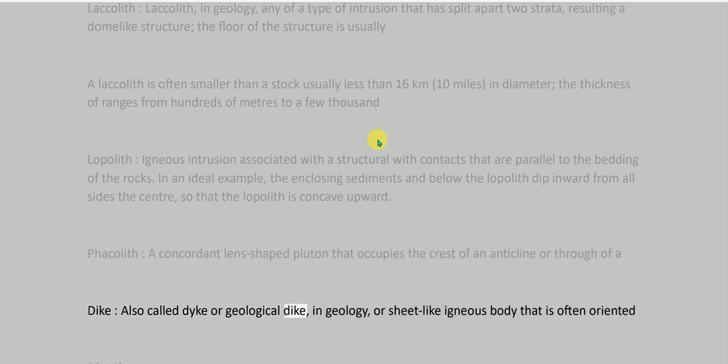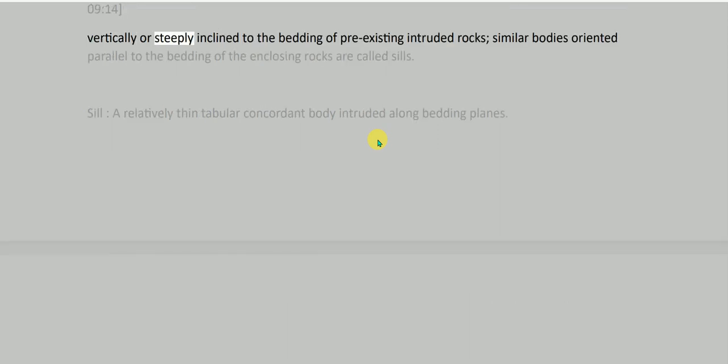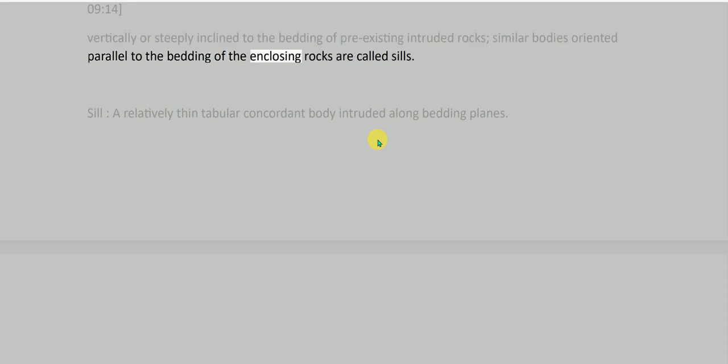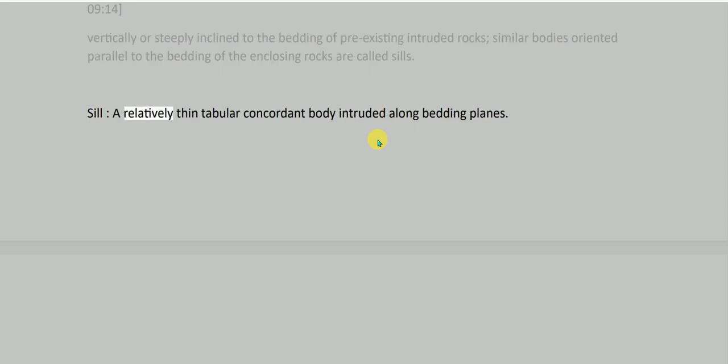Dike, also called dike or geological dike, in geology, is a sheet-like igneous body that is often oriented vertically or steeply inclined to the bedding of pre-existing intruded rocks. Similar bodies oriented parallel to the bedding of the enclosing rocks are called sills. Sill: a relatively thin tabular concordant body intruded along bedding planes.